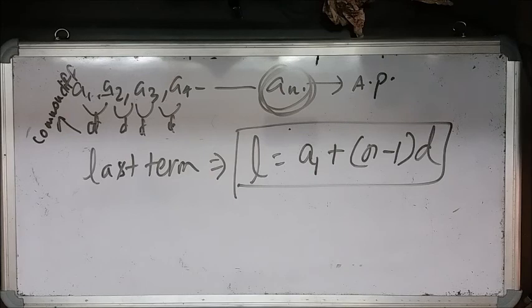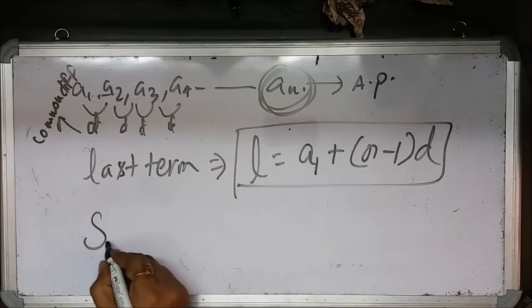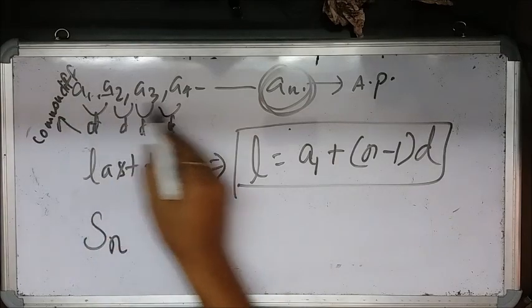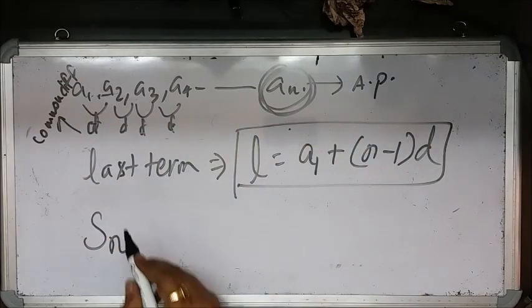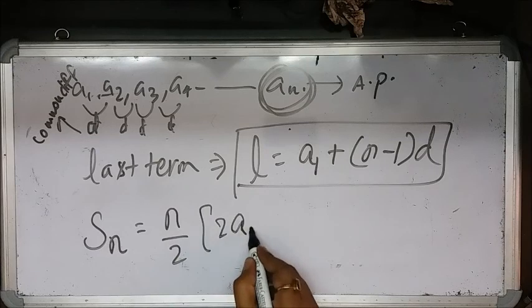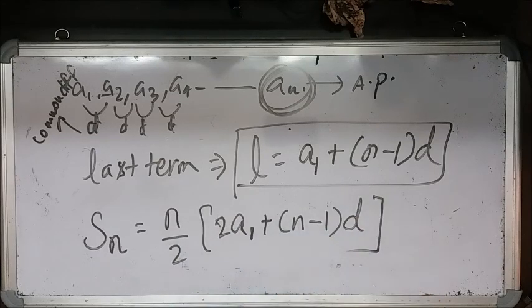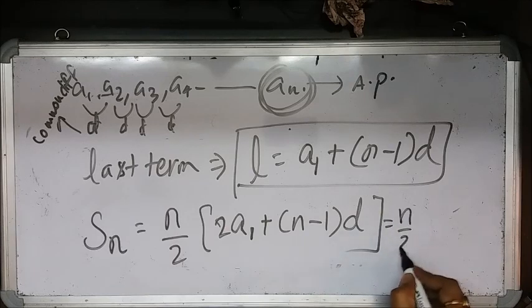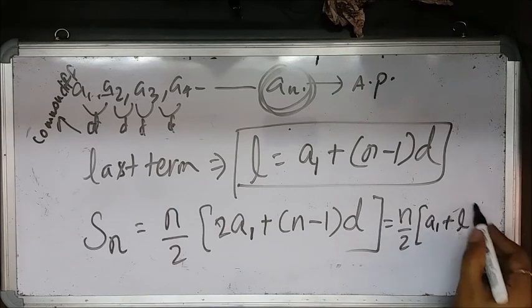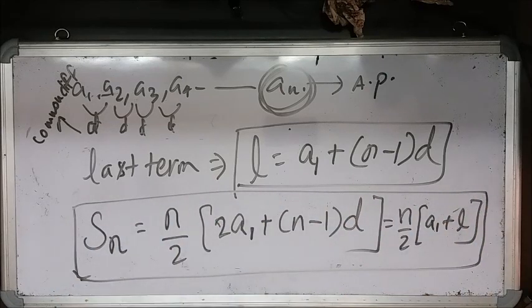Right. Now the sum of all the terms of an AP, suppose there is an AP consisting of n terms. The sum of all the terms of this AP is given by n by 2 into (2A1, that is the first term, plus n minus 1 into D). This is also written as n by 2 into (first term plus last term). So this thing you should remember. Now this can be easily derived.